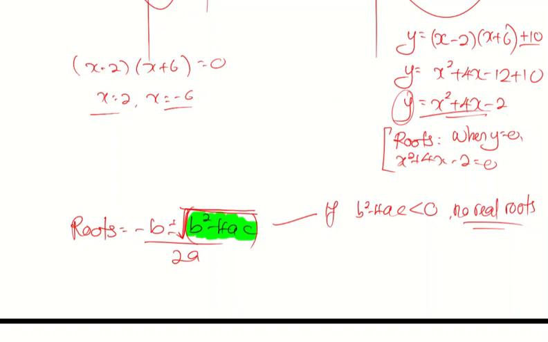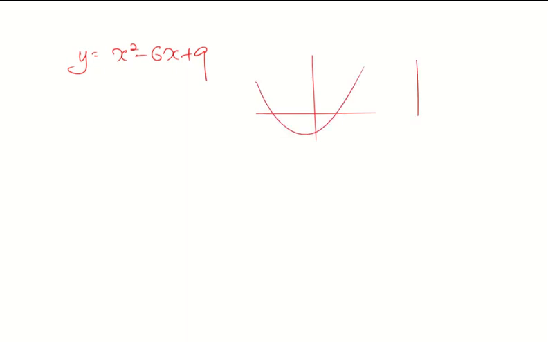Okay, so now if we have this question, let's look at here. y equals x squared minus 6x plus 9. This is a quadratic function. I want to know whether this quadratic function has 2 real and different roots, or 2 real and equal roots, or no real roots.